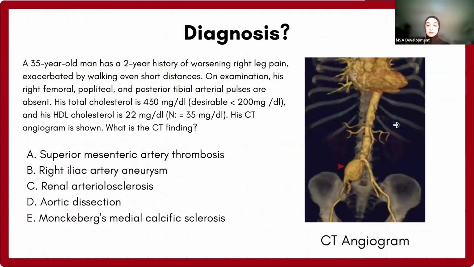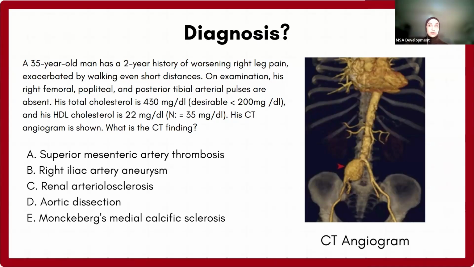And this is a clinical scenario. Take your time. We have a 35-year-old man. He has a 2-year history of worsening right leg pain, exacerbated by walking even short distances. On examination, his right femoral, popliteal, and posterior tibial arteries pulses are absent. His total cholesterol is 430, and his HDL is 22. His CT angiogram is shown. What is the CT finding?